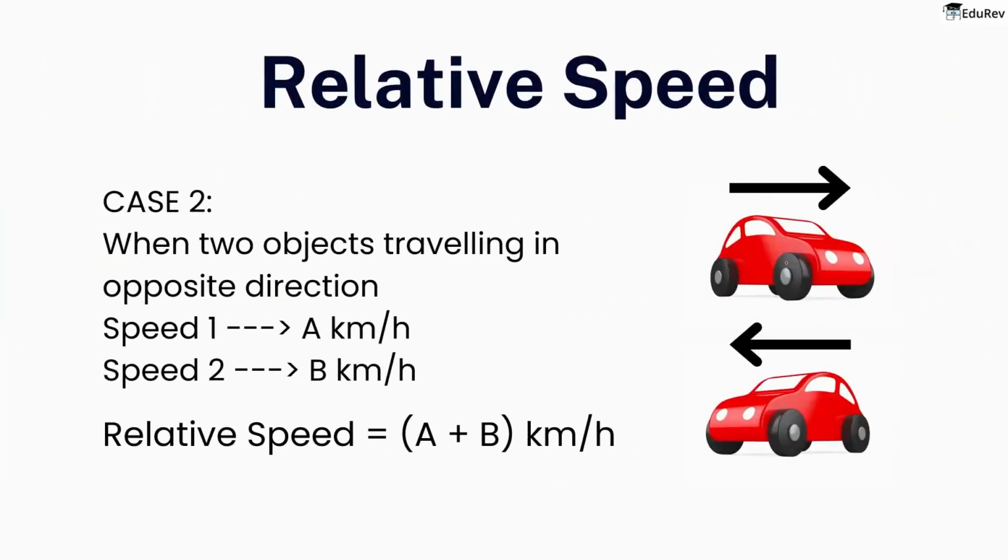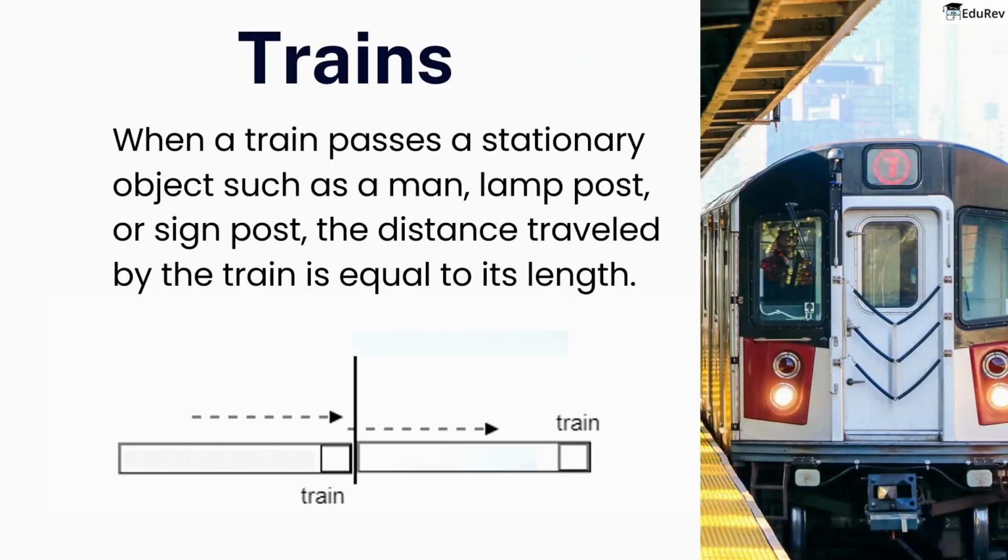If two objects are traveling at a speed of a and b in the opposite direction, then their relative speed will be the sum of both the speeds. It is written as a plus b.